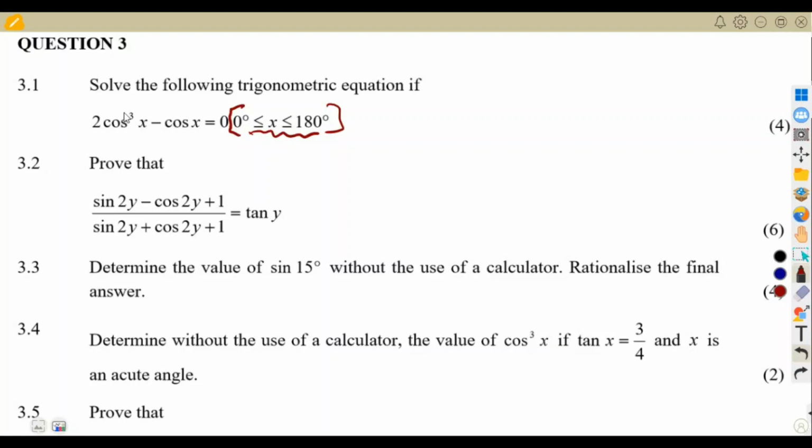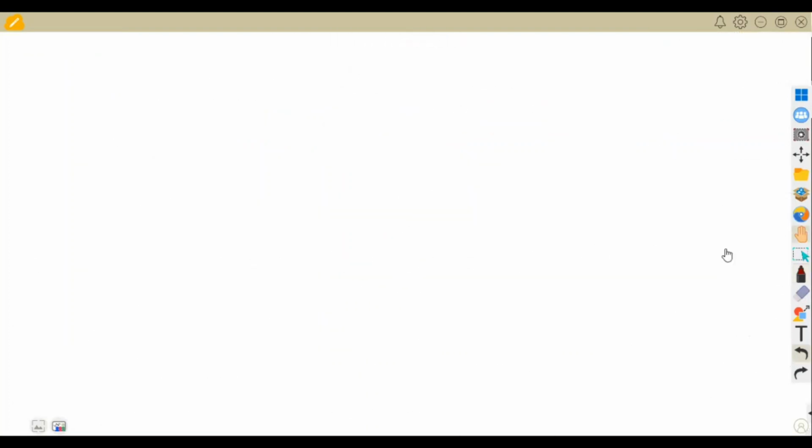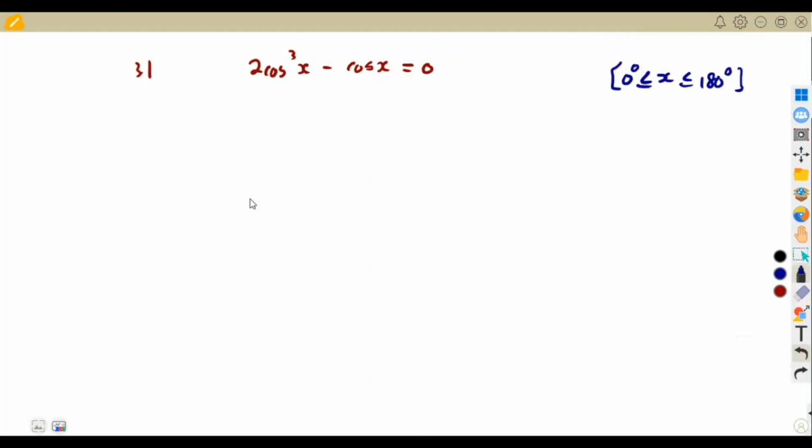So what is it that you're going to do? Let us just have our equation aside. This is question 3.1. We are given 2 cos cubed x minus the cosine of x must be equal to 0, and our x can be taken from 0 to 180. So our x is taken from 0 degrees to 180 degrees. This is the interval that we are given for x.